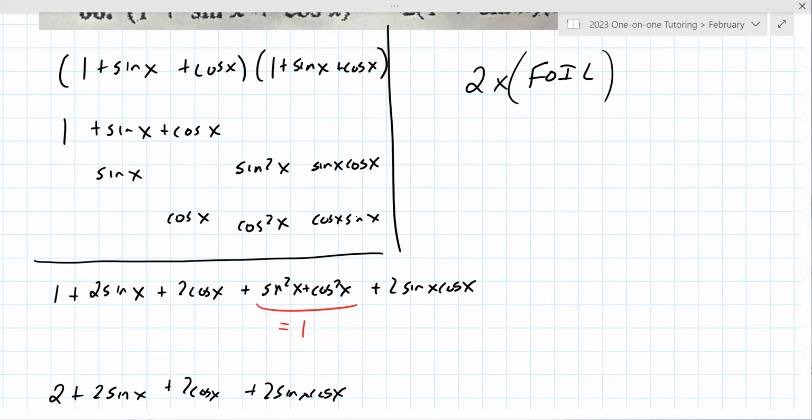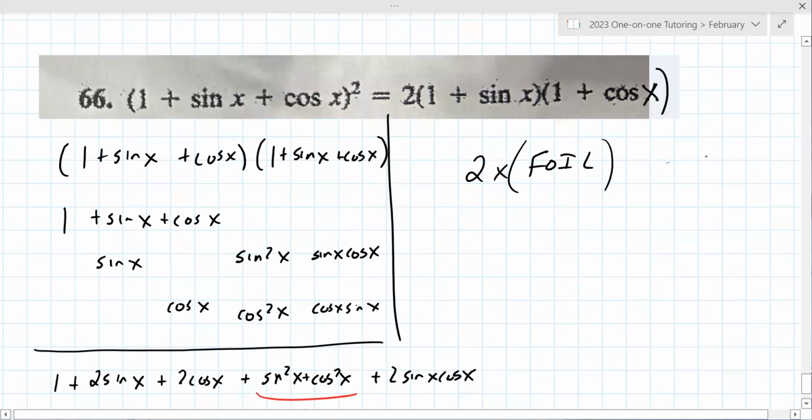Can you remind me what FOIL is? Just first, outer, inner, last. So 1 times the 1, sine times the 1, so on.